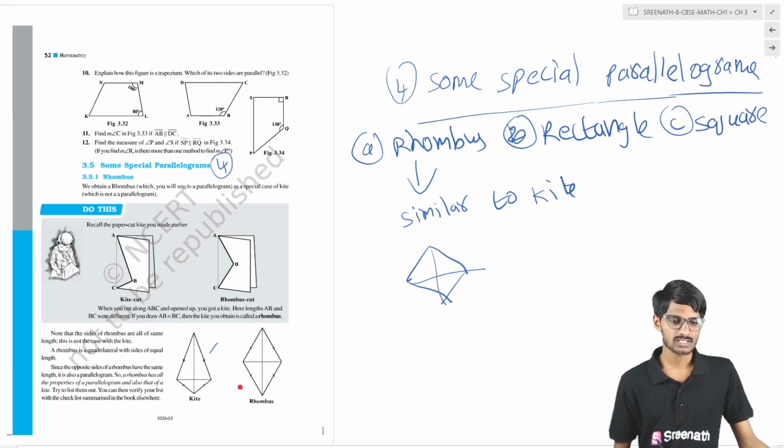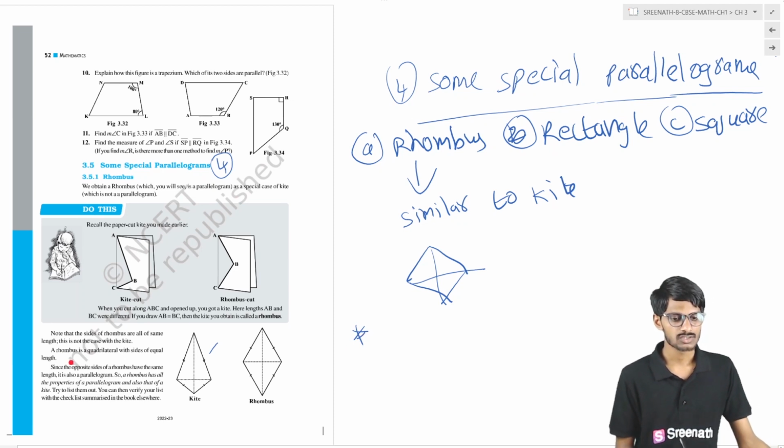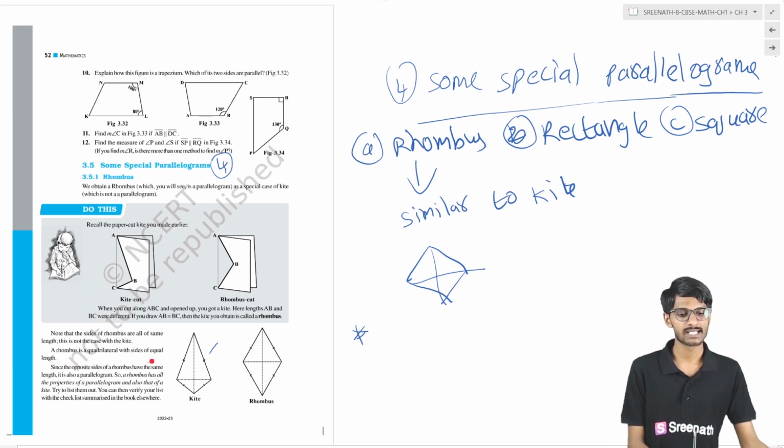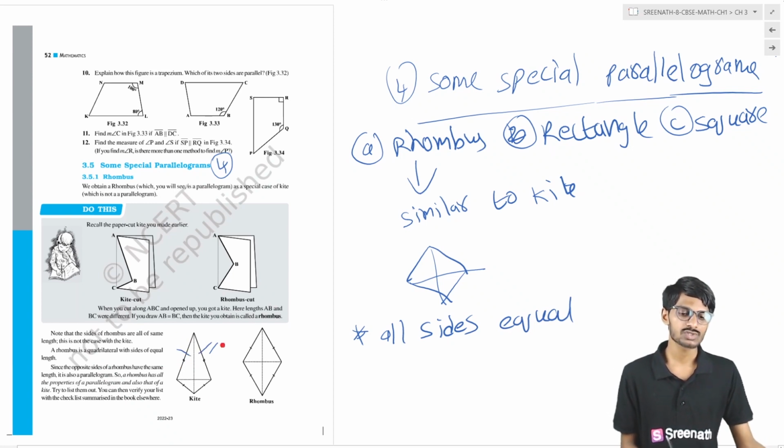Okay, basically in the case of a rhombus, what we are going to understand and what we have to remember is that a rhombus is a quadrilateral with sides of equal length. So all sides are equal in the case of a rhombus. But in the case of a kite, these two sides are equal and these two sides are equal, but all sides are not equal.